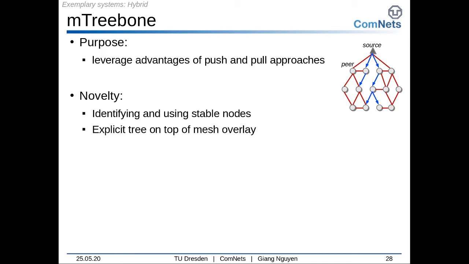The new idea in mTreebone is to identify and use stable peers, and then among those stable ones, establish one push tree, and the tree will be on top of the mesh topology. Here the mesh topology will provide connectivity, and the tree topology will provide low latency and efficiency to disseminate video packets.